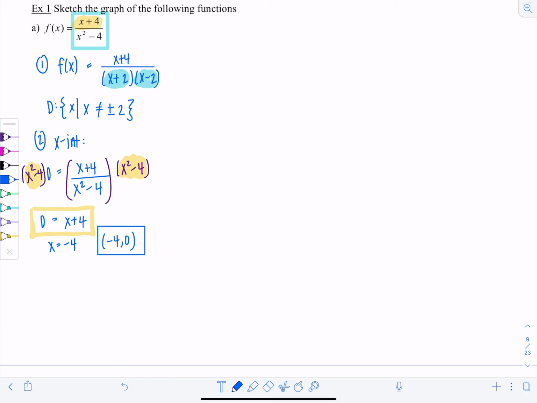Nice. Next, we need Y-intercept, if there are any. Let me underline this. Okay, so step 3, Y-intercept. Remember, we get the Y-intercept by plugging in or substituting 0 for x, opposite variable. So f of 0 is equal to 0 plus 4 over 0 squared minus 4. So that's 4 divided by -4, which is -1. So my Y-intercept is at 0, -1. Always write those as ordered pairs.